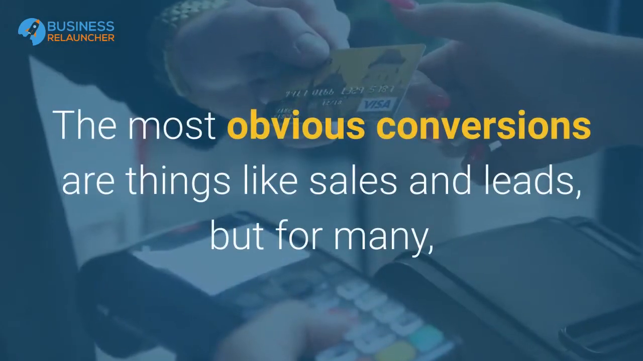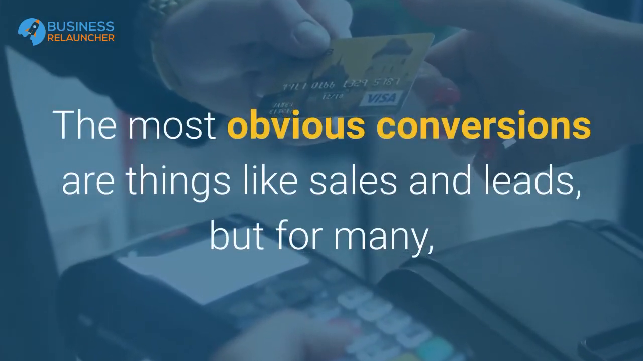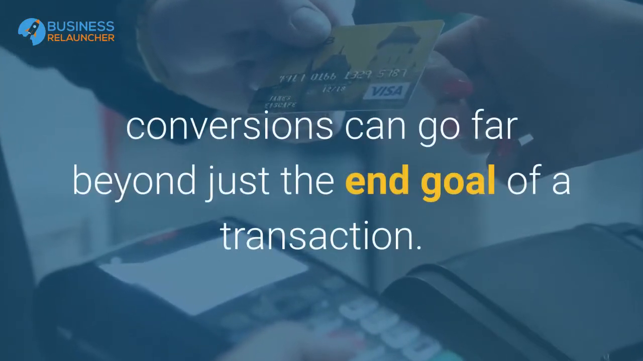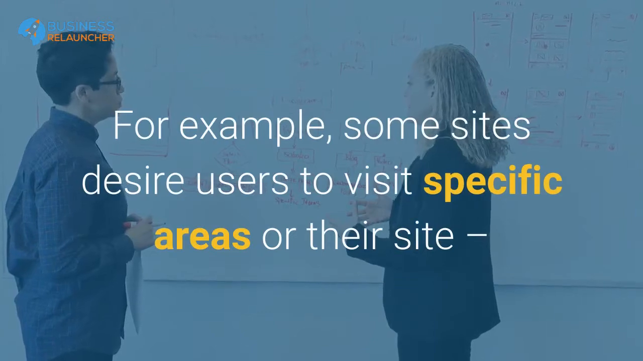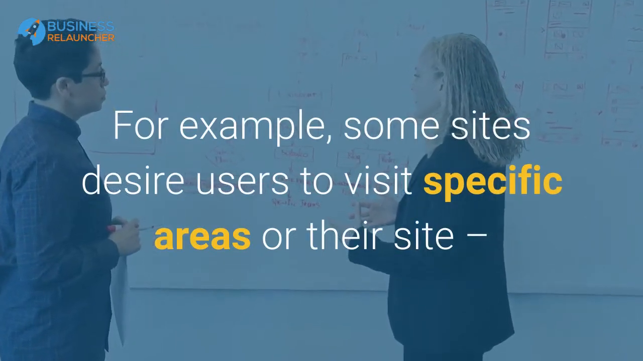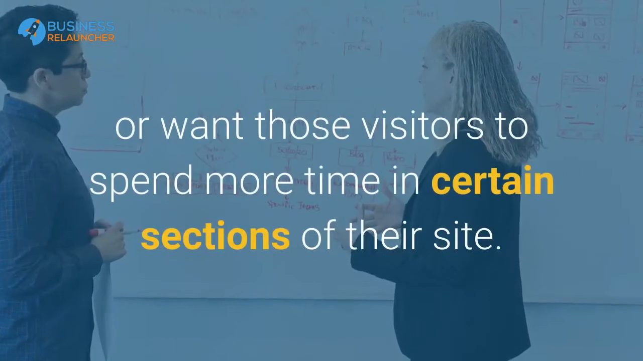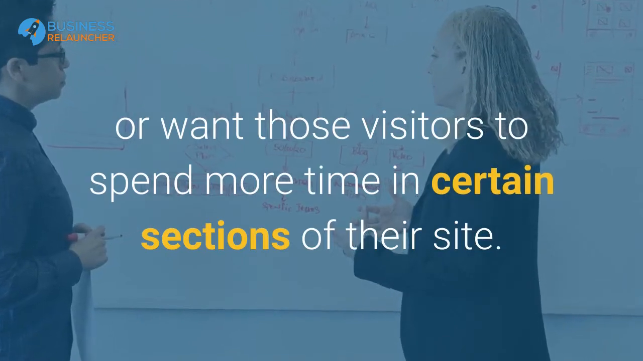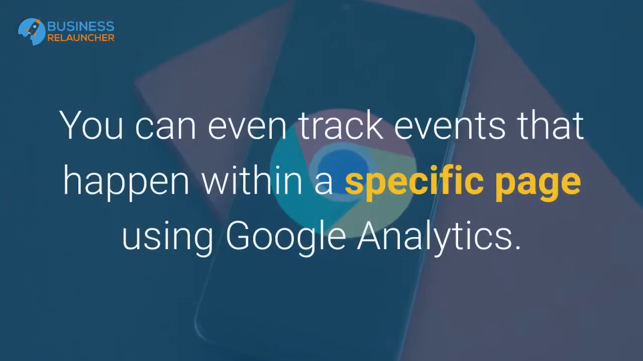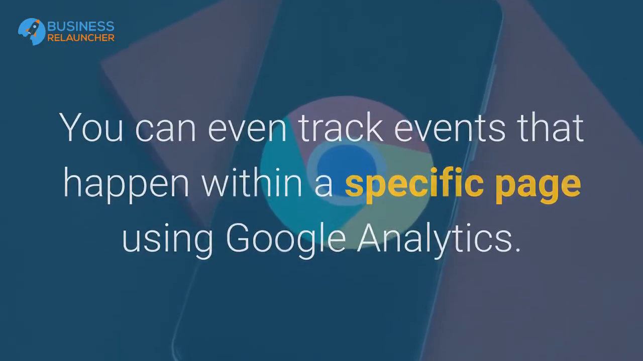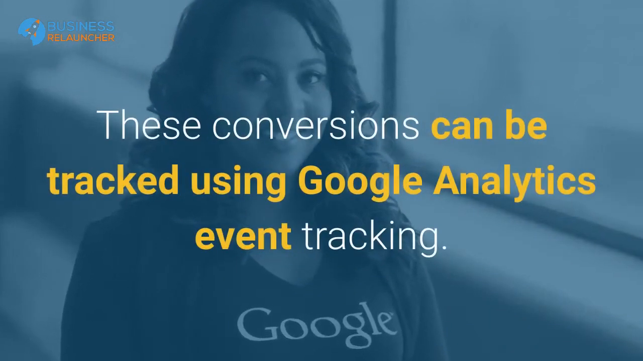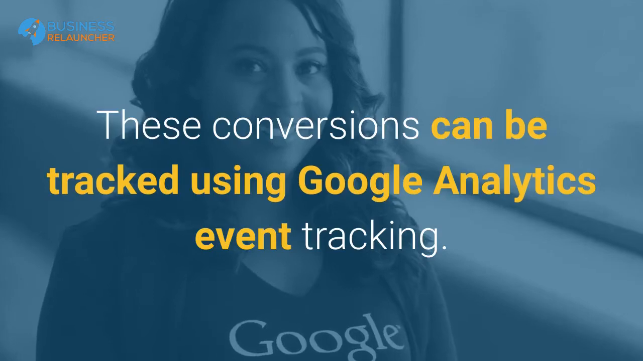The most obvious conversions are things like sales and leads, but for many, conversions can go far beyond just the end goal of a transaction. For example, some sites desire users to visit specific areas of their site, or want those visitors to spend more time in certain sections of their site. You can even track events that happen within a specific page using Google Analytics. These conversions can be tracked using Google Analytics event tracking.